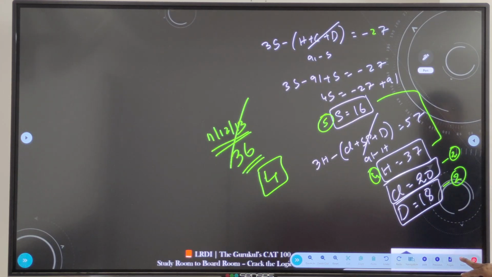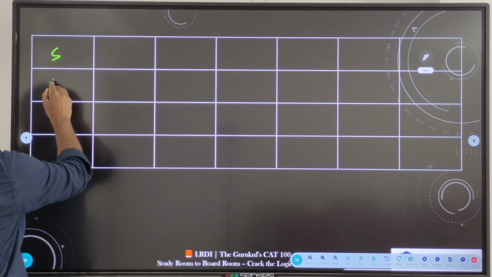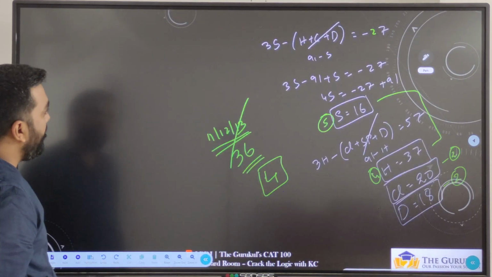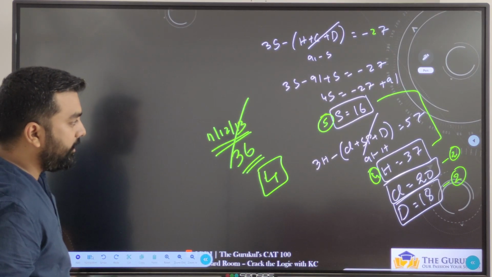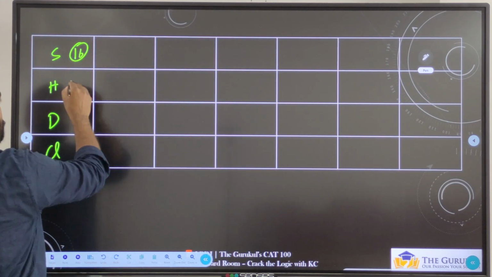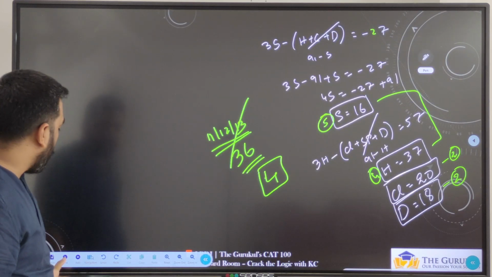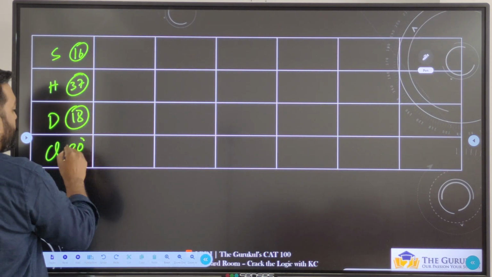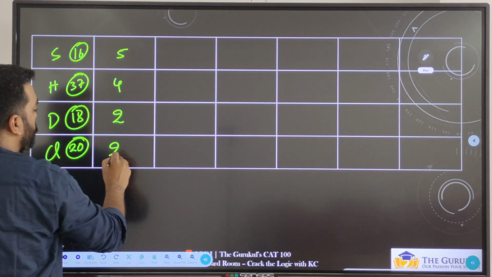Okay, so I know, so quickly write down a table like this. We have spades, hearts, diamonds and clubs. So what is the sum of the spades? Spades is equal to 16, hearts 37, diamond is 18, club is 20. And the number of cards, this should be 5, this should be 4, this is 2 cards and this is 2 cards.